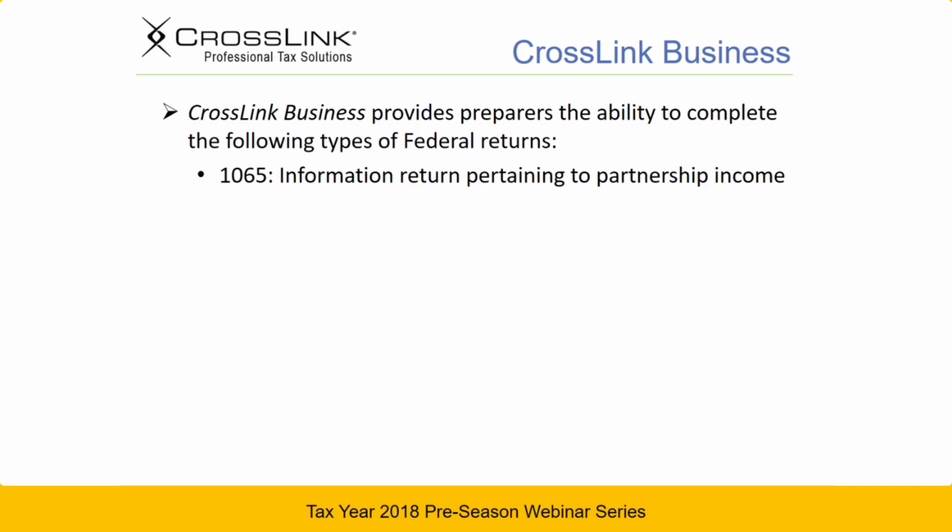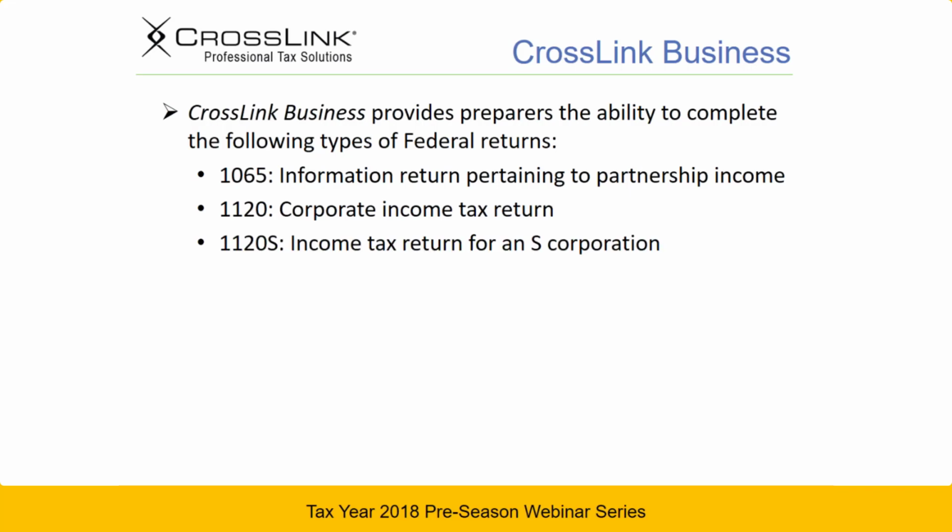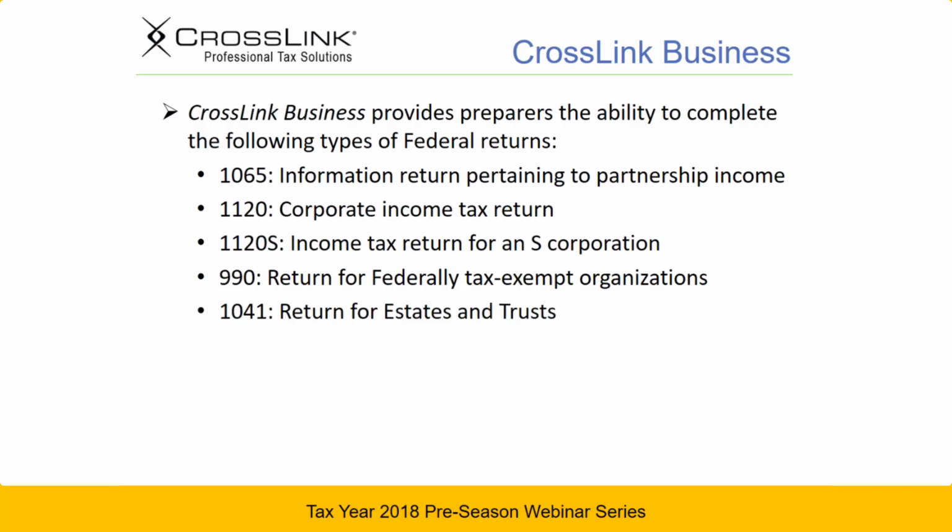The 1065, which is an information return pertaining to partnership income. The 1120, which is for corporate income tax returns, 1120S, which is for S Corps. On top of that, the 990, which is a return for federally tax-exempt organizations. And then, of course, the 1041, which is the one we're going to delve into for today.